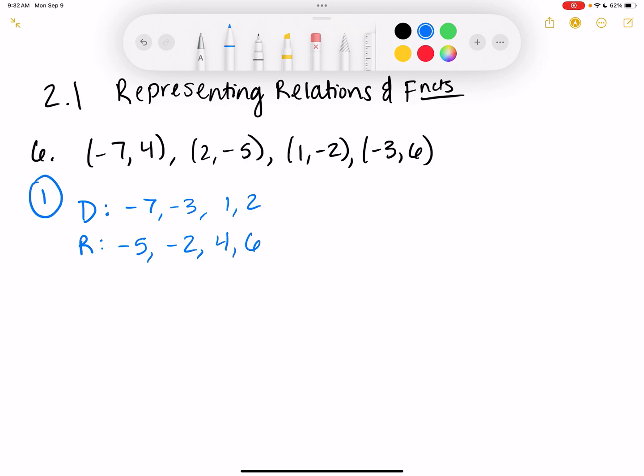The second thing said that I need to represent it using a graph. Will we need graph paper for this section? No. Yay.